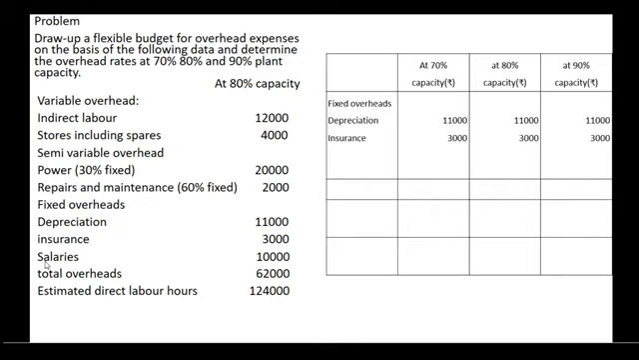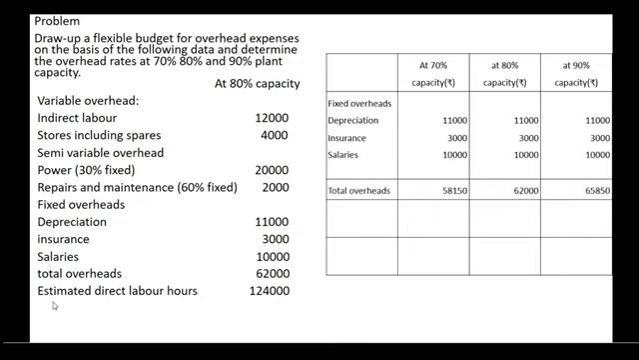So this is the combination of variable overheads, semi variable overheads and the fixed overheads, that is 62,000. At 70% capacity, the total overheads are 58,150 rupees. And at the 90% capacity, 65,850 rupees.